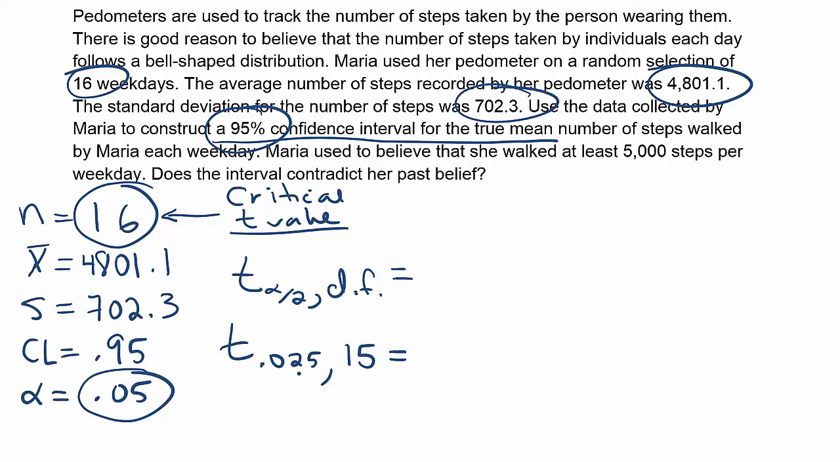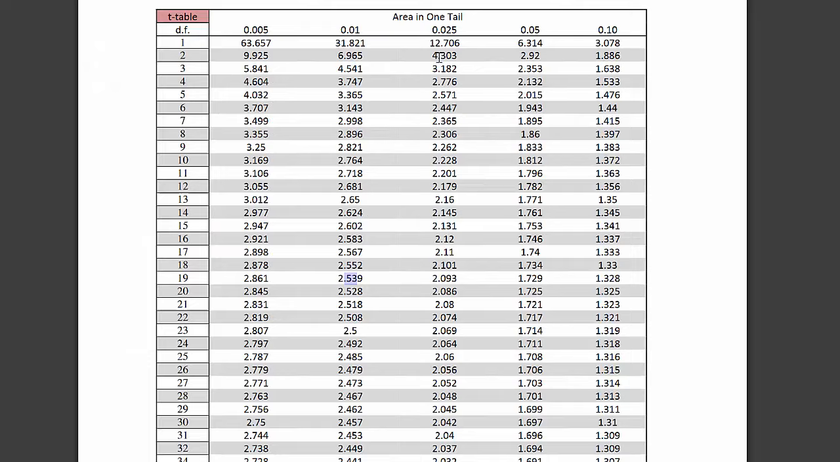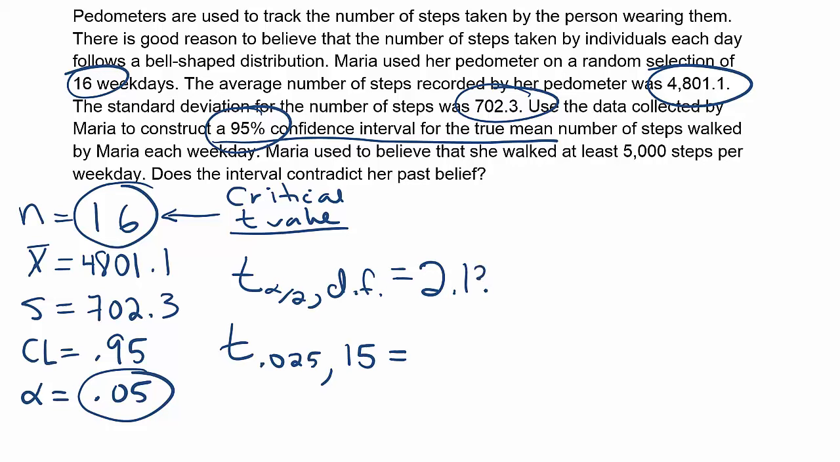So we'll go to our t-chart, look in the 0.025 column under 15 degrees of freedom. So here we are in the 0.025 column. Go down to where it says 15 degrees of freedom. And sure enough, we get 2.131, right? So we're in the degrees of freedom column where it says 15, and we get 2.131. Okay, so you have your critical t value.